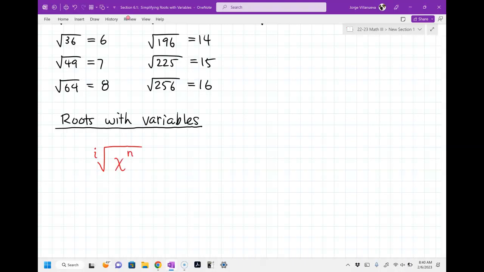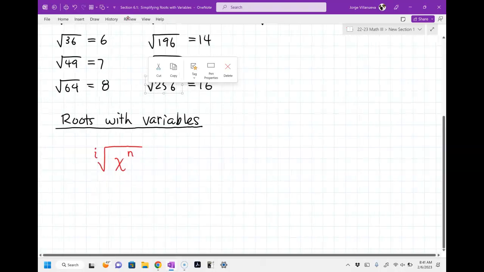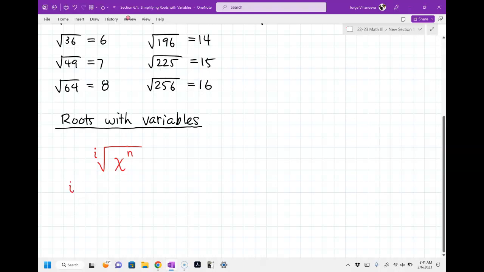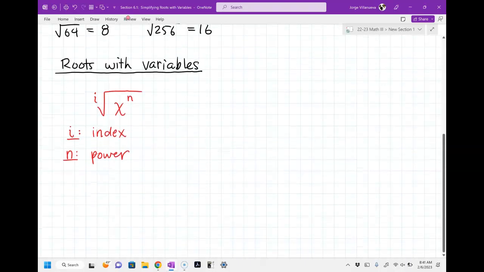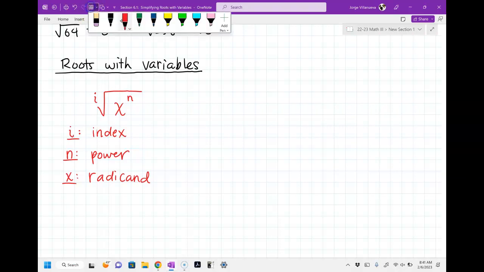So normally a root looks like this, just that you don't always see that little I term. If you don't see the I term, that means that I equals 2. So the I is called the index. Whoops, sorry about that. So the I is called the index. N is the power. And X is the radicand. And obviously the little symbol is your radical. Right? So if the index isn't there, then I equals 2. So just a real quick note right here.